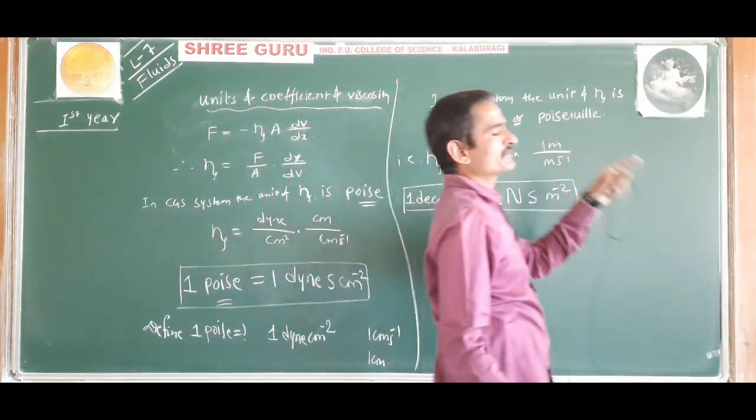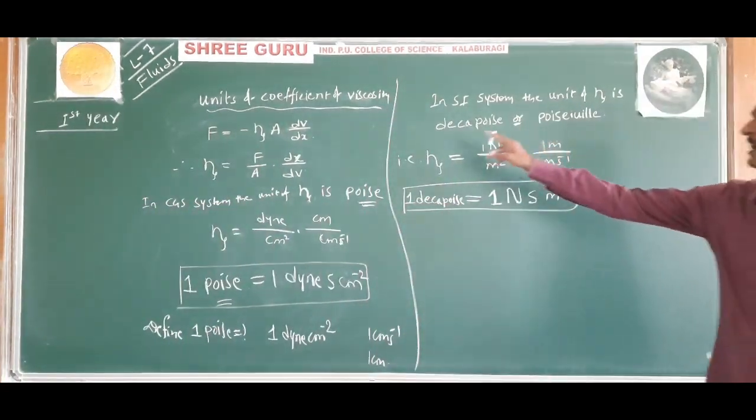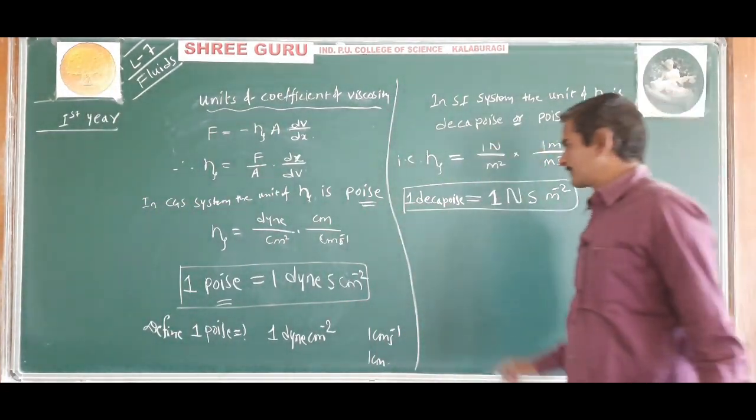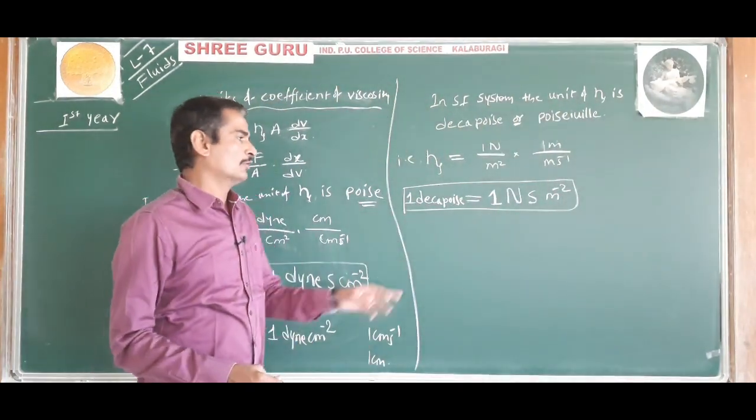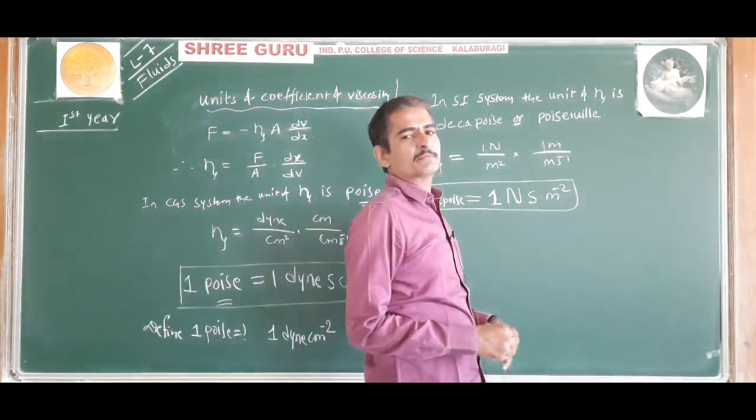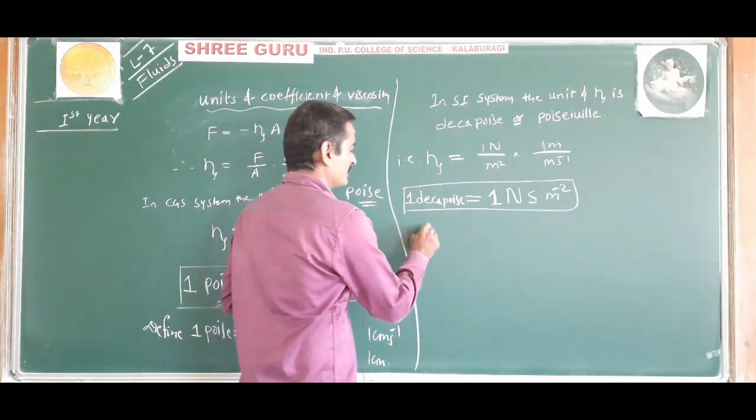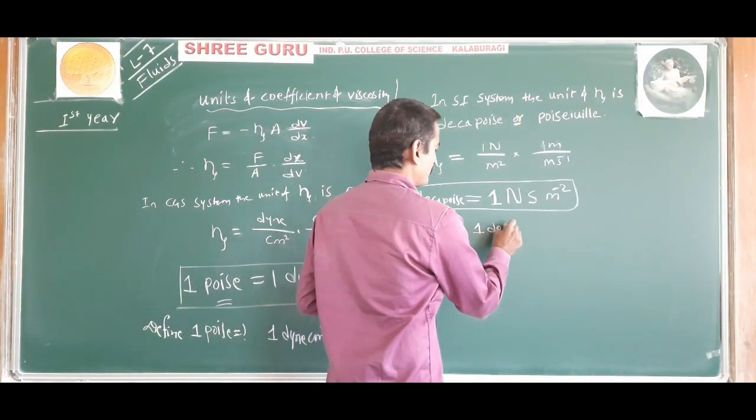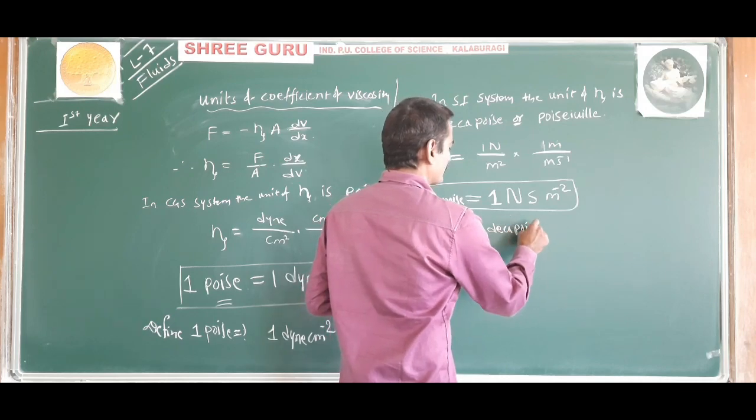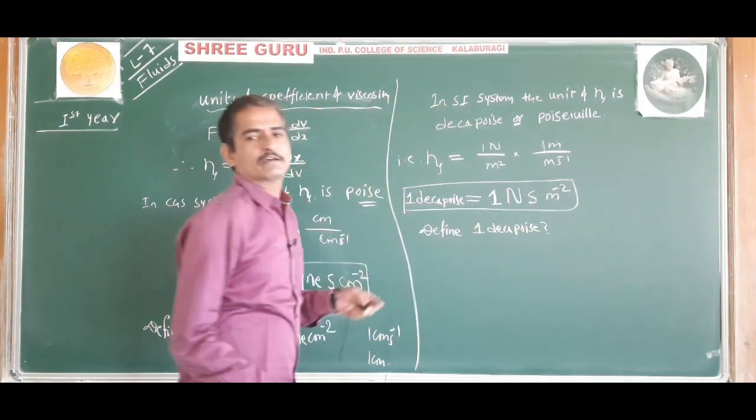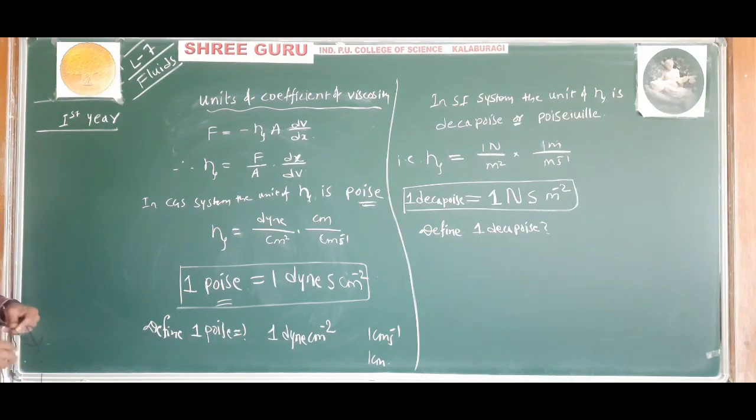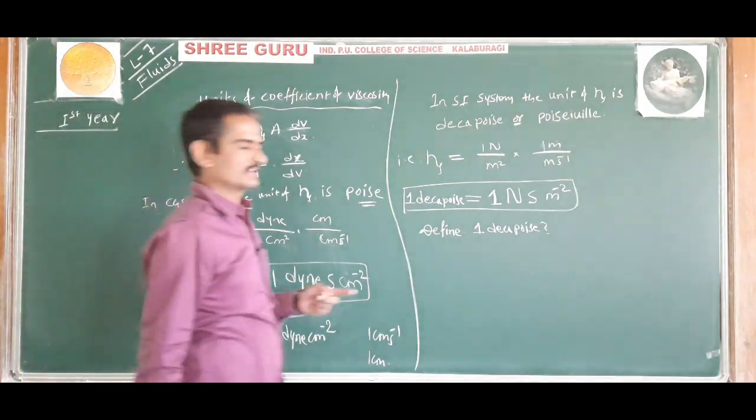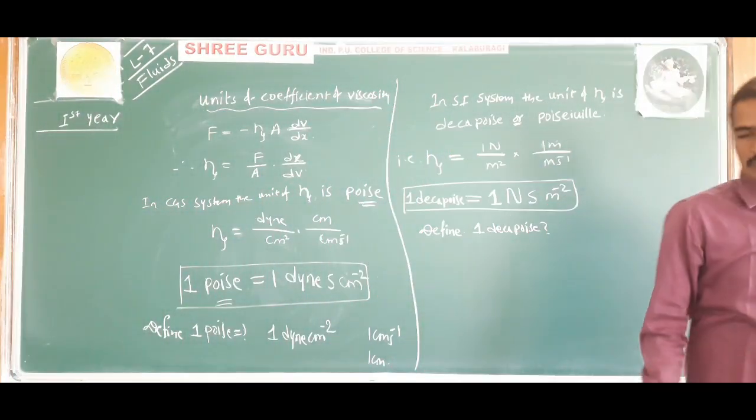The SI unit of coefficient of viscosity is decapoise or Poiseuille, and 1 decapoise is equal to 1 Newton second per meter square. So now define 1 decapoise. Define 1 decapoise, or define 1 Poiseuille, or define the SI unit of coefficient of viscosity. Like this they may ask the question.